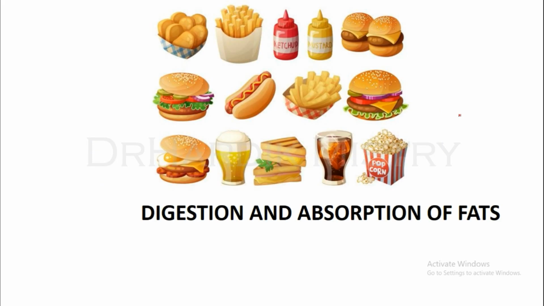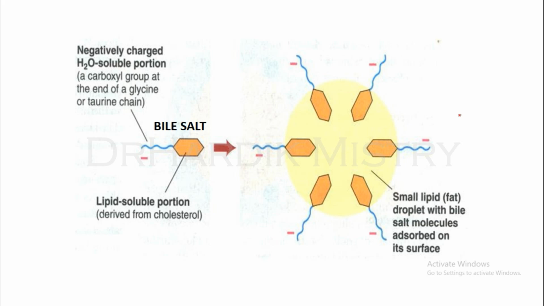Now digestion and absorption of fats. How does the digestion and absorption of fat occur? If you went through my biliary system video, then you already know that the bile salts and bile have the most powerful impact inside fat digestion and absorption.